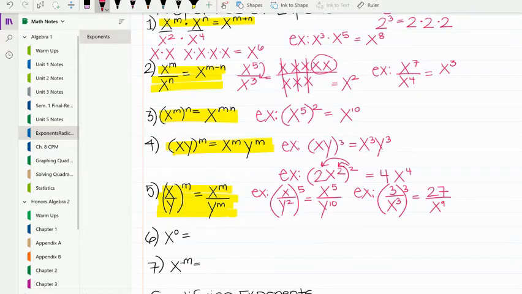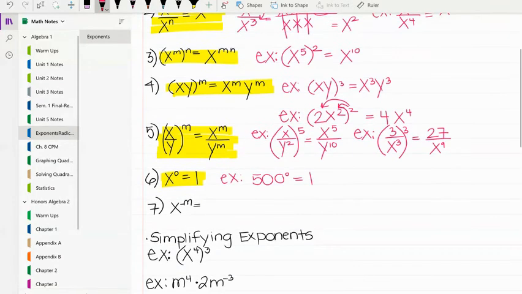Okay? This next property is probably your easiest one. Anything, any number, any variable to the 0 power is just 1. So that one's a pretty easy one. So an example of that could be if I have 500 to the 0 power, it's just 1. Okay? Now looking at the next one.